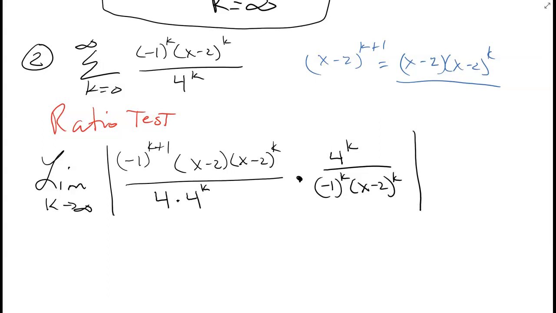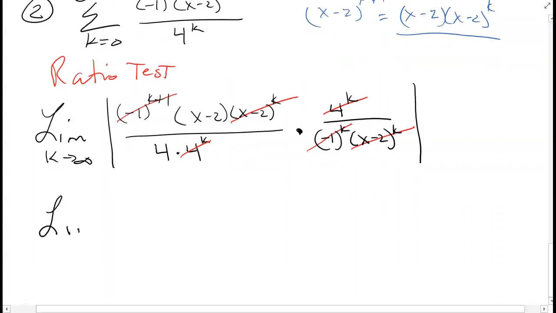Now let's talk about that alternating part for a minute, because here's the deal. We are under an absolute value. It doesn't matter whether these negative signs are there or not, because they're always going to go away with the absolute value. So you can just get rid of them. That's what's nice about doing a ratio test with an alternating series. Now, I can get rid of my 4 to the k. Great. I can get rid of x minus 2 to the k over x minus 2 to the k. And let's write what we have left. We have left the limit as k goes to infinity of the absolute value of x minus 2 over 4.